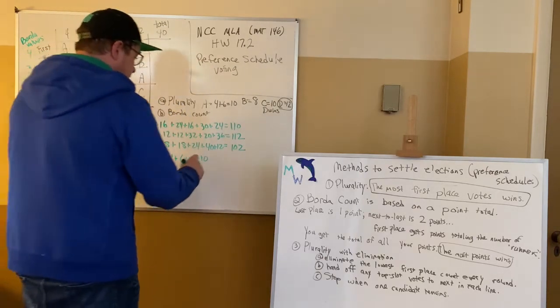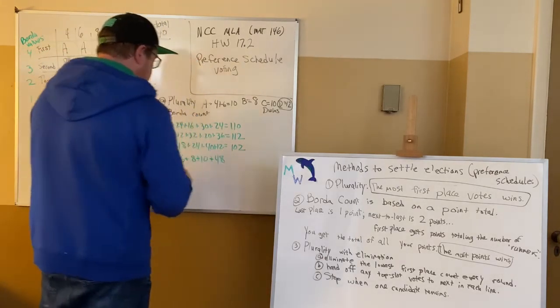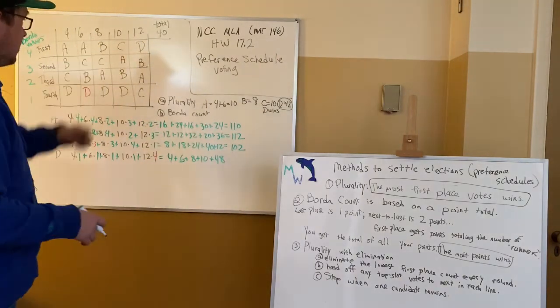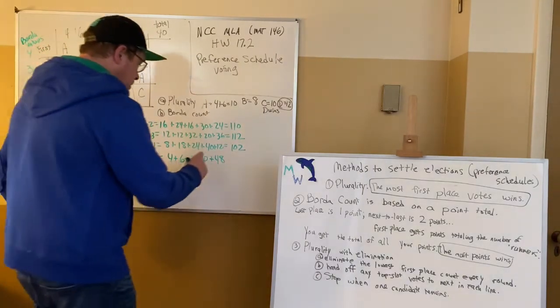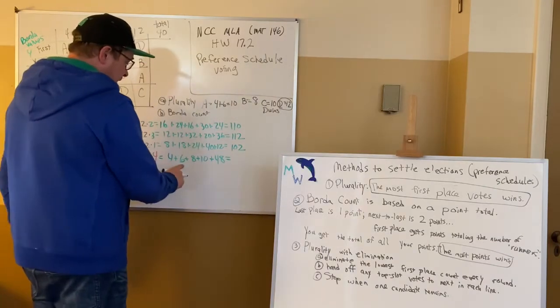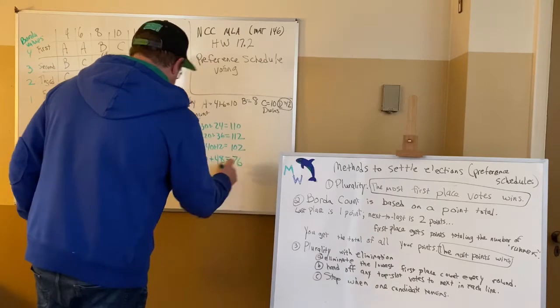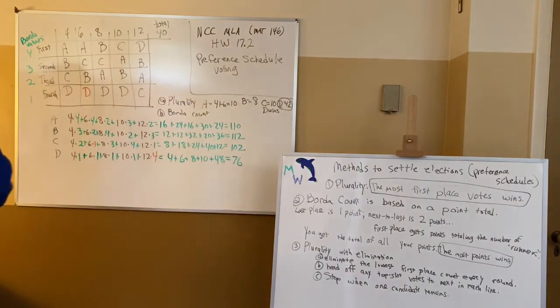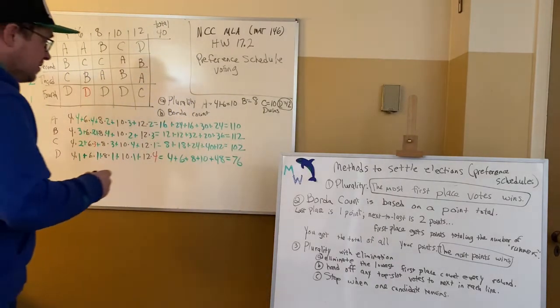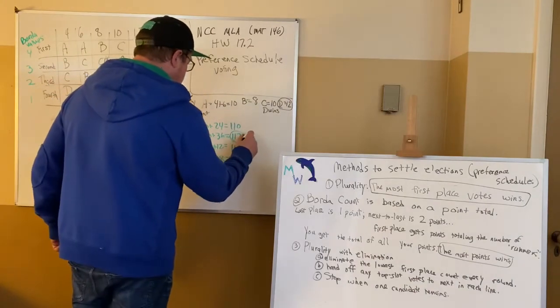And then 48, which is the largest number of any one of the occurrences because of the biggest grab of first place votes. But 10, 18, 28, 76. Compare them to what I did last time: 110, 112, 102, and 76. This one has a winner from B.